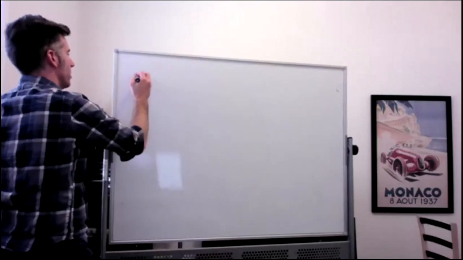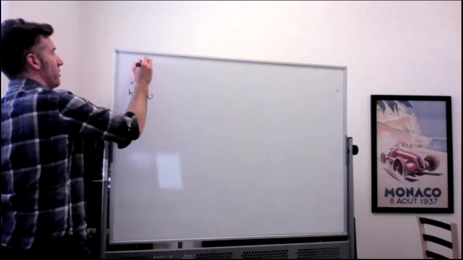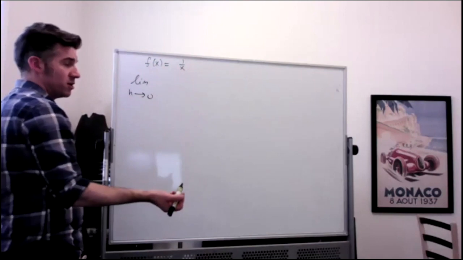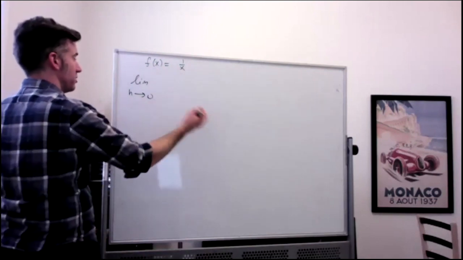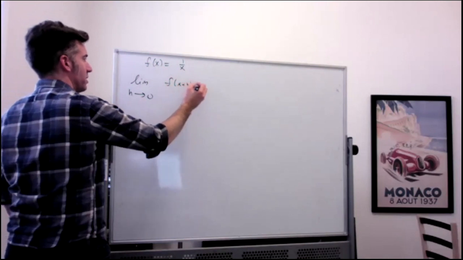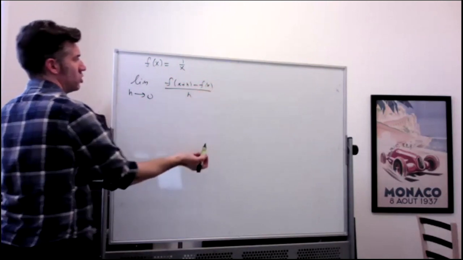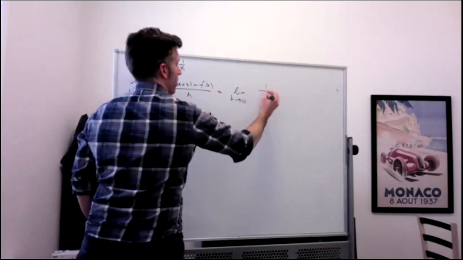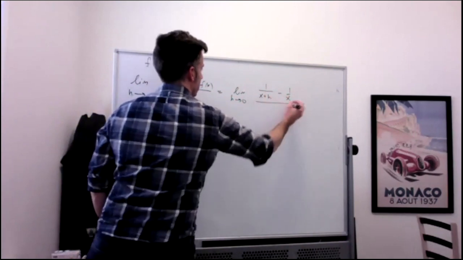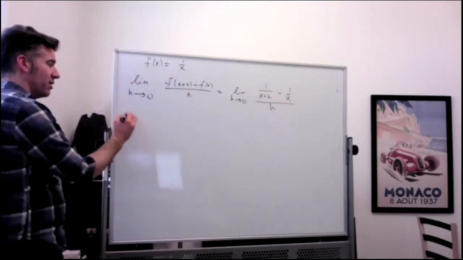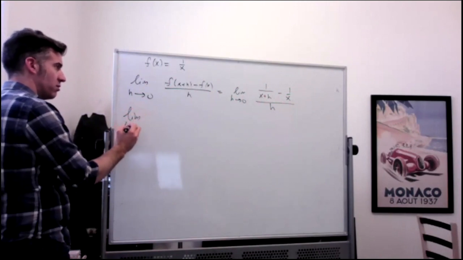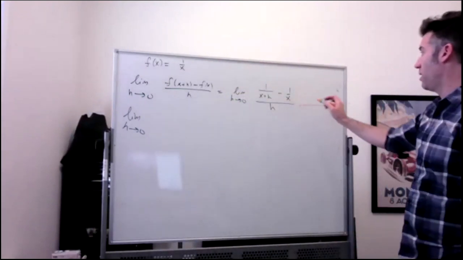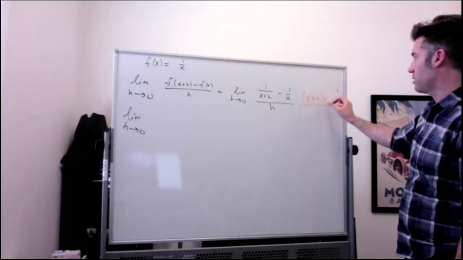Let's see here. I want to find the derivative of f of x equal to 1 over x using the limit definition. So we take the limit as h goes to 0 of, again, f of x plus h minus f of x over h. So the limit as h goes to 0 of 1 over x plus h minus 1 over x, all over h. Then we're going to multiply by a common denominator. So I'm going to multiply the top and the bottom by x plus h times x.